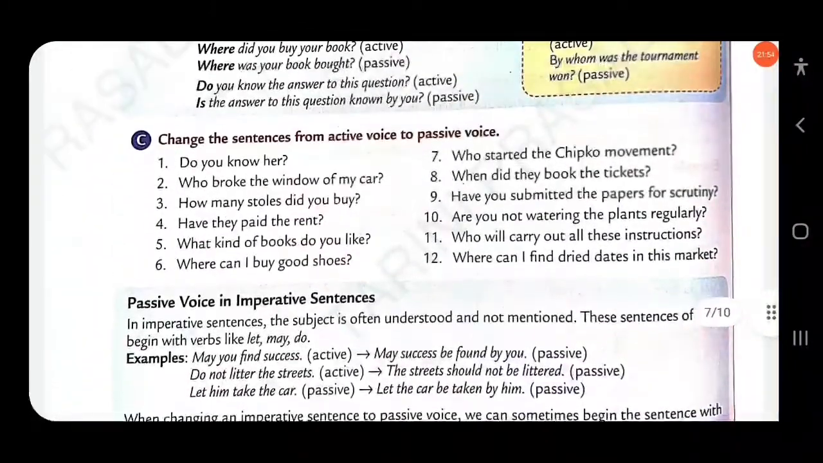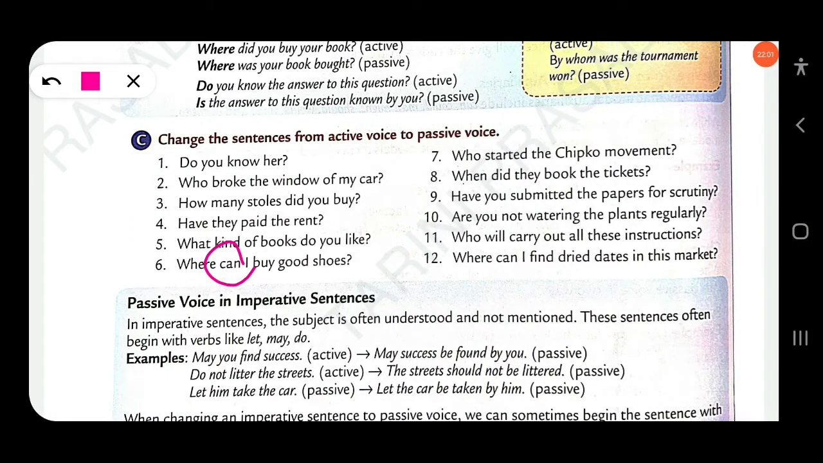Where can I buy good shoes? Yes. So here can is used. That means a modal verb is used here. Okay. So you have to write here where can, can good shoes. Now don't write I, because the question is given in active, so you have to change into passive.